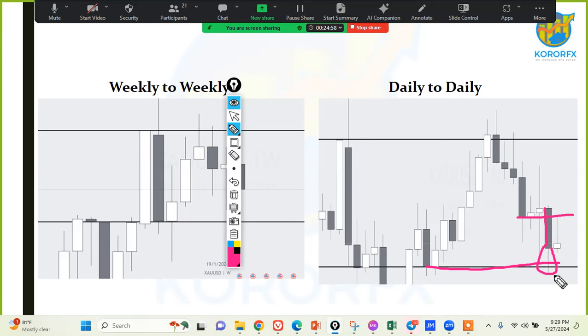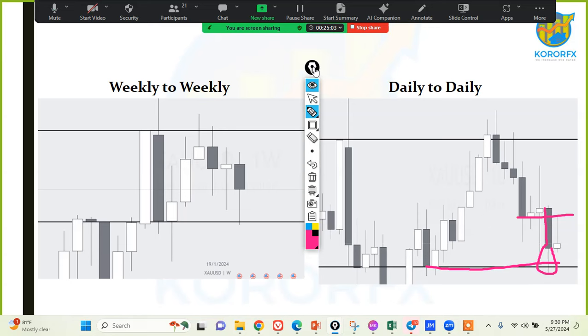I hope you got it. The main reason for this slide is to understand level to level, which will be on the same time frame. If the storyline starts at a weekly level, it will end at another weekly level. How does the storyline start and how does it end? It starts with rejection and it ends with rejection. But it must be the same level. You have to understand it. Okay, let us continue on to the next level.